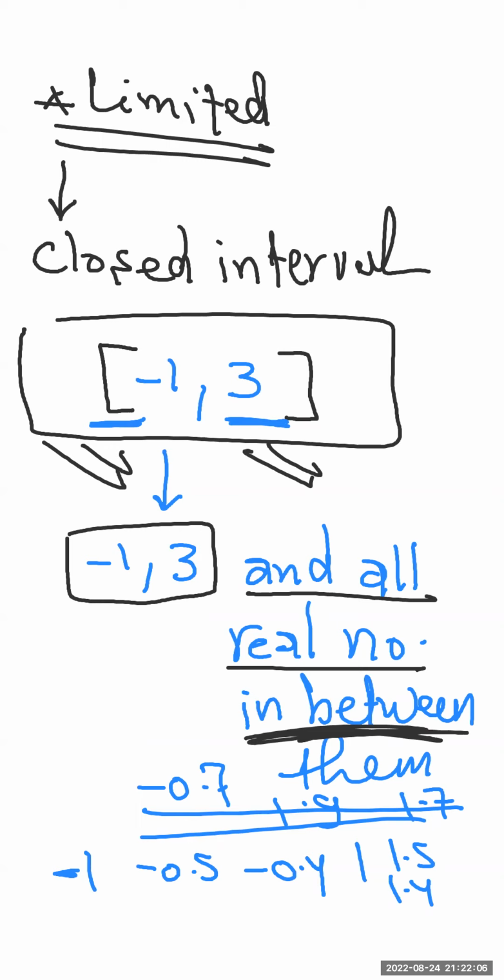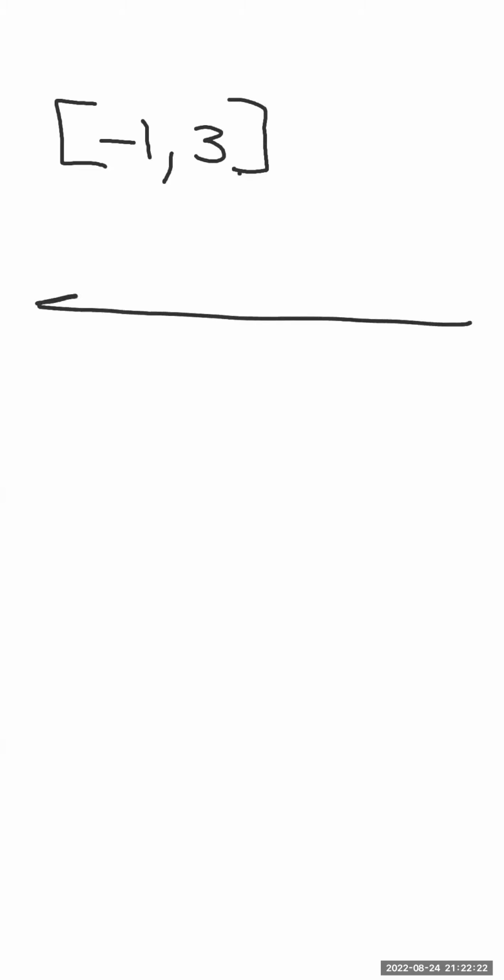Again, the closed interval of -1 and 3. Okay. How do we represent it? We can understand it from the number line. And the number line is like that. The elements are 0, 1, 2, 3, -1, -2. How to represent this interval?